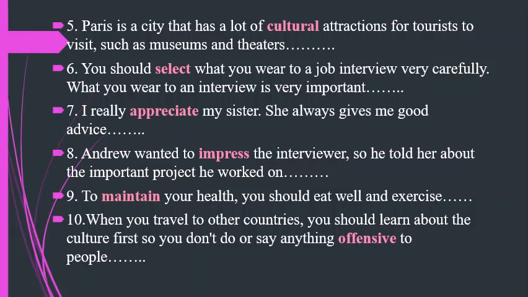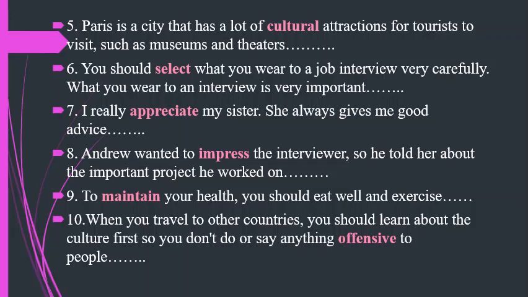To maintain your health, you should eat well and exercise. To maintain. What is the meaning of maintain? To maintain is to continue to have something, to keep something at the same level. Maintain something: to keep it at the same level.